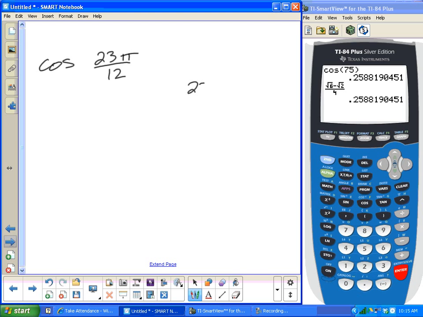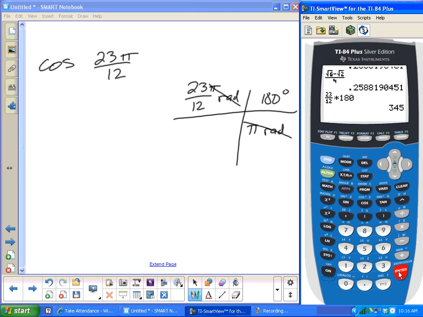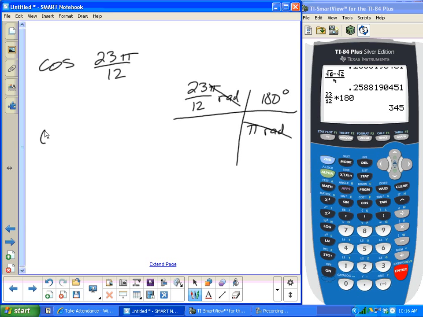So let's go over here. Let's do 23 pi over 12 radians and switch it to degrees now. What do we know? Pi radians and 180 degrees. So pi radians cancel, and now all we have to do is 23 twelfths times 180. So 23 over 12 times 180. It's 345. So now we're just going to write it as the cosine of 345 degrees.